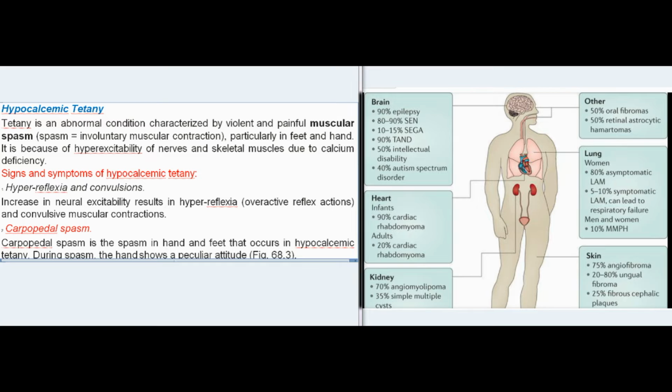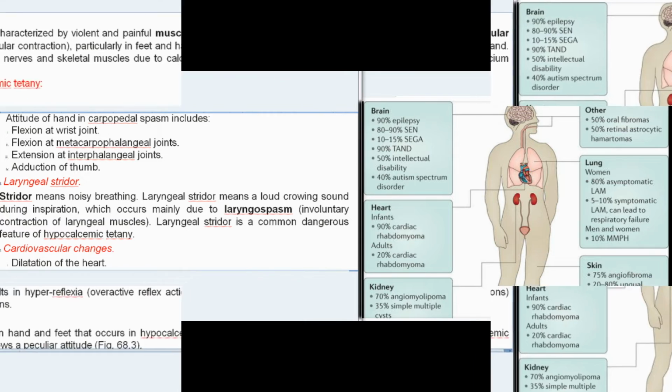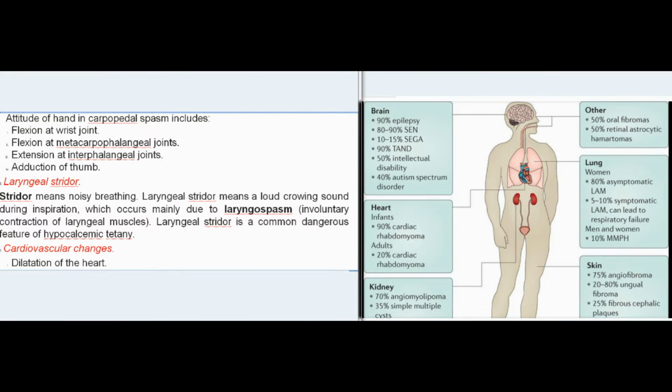Carpopedal spasm. Carpopedal spasm is the spasm in hand and feet that occurs in hypocalcemic tetany. During spasm, the hand shows a peculiar attitude, Fig 68.3. Attitude of hand in carpopedal spasm includes flexion at wrist joint, flexion at metacarpophalangeal joints, extension at interphalangeal joints, adduction of thumb. Laryngeal stridor. Stridor means noisy breathing.